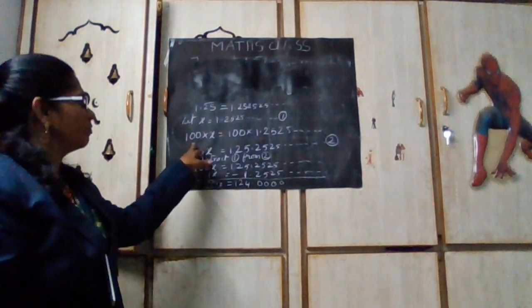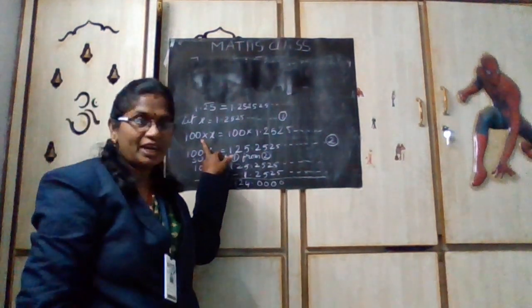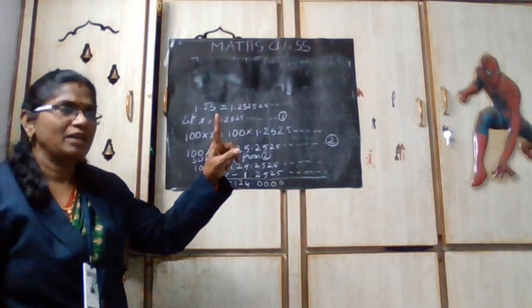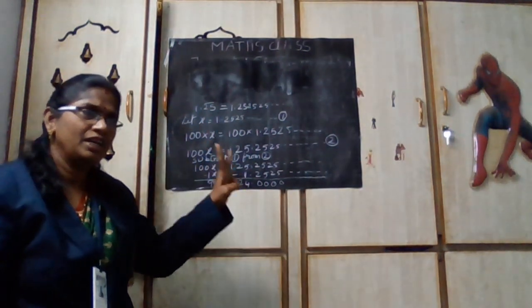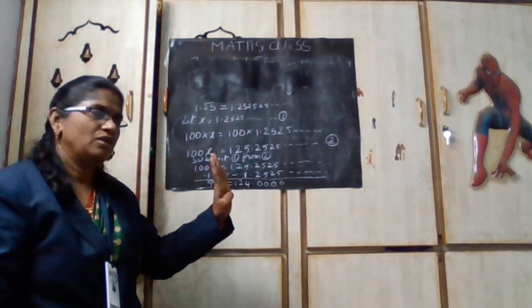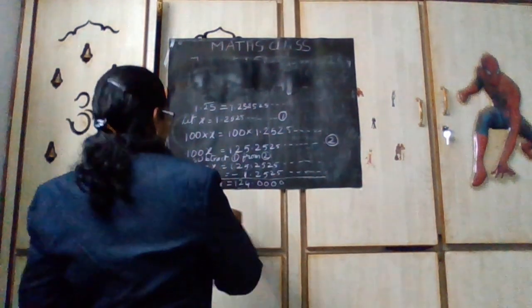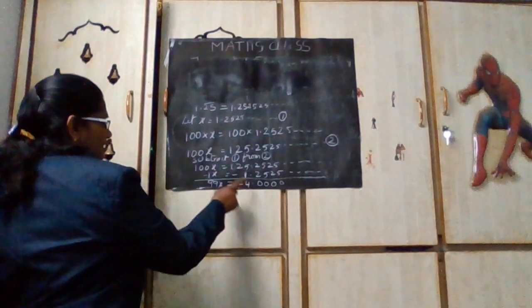Children, you may have a doubt: teacher, why did you multiply by this? First we discussed the periodicity. Suppose your periodicity is 1, how much do you have to multiply? 10. Periodicity 2, 100. Periodicity 3, 1000. Periodicity 4, 10,000. Did you understand? You may ask, madam, you said p by q form, is it still in this form only?